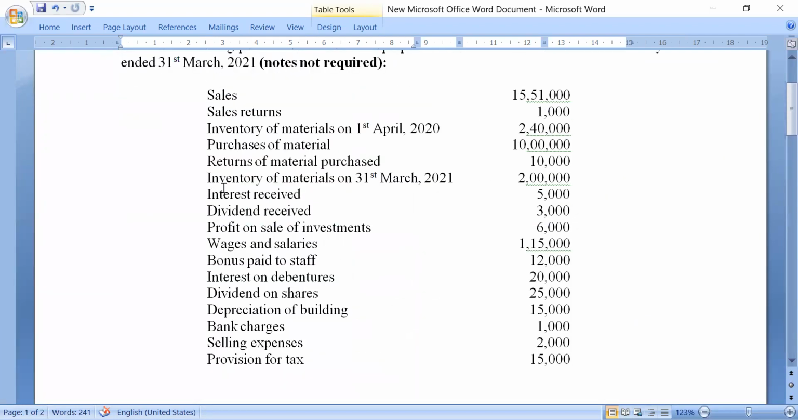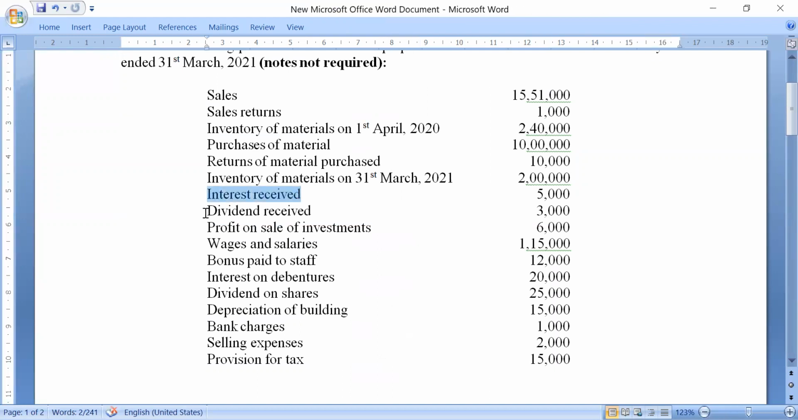Then you see in the question, interest received. This is not a revenue from operation. This is because we have invested, we have purchased some debentures, or we have invested money in some fixed deposits or any other kind of securities. So we have got interest, we have got dividend, and also we have a profit on sale of investments.